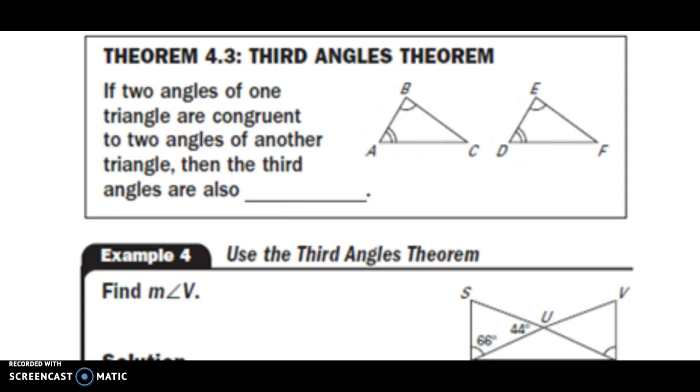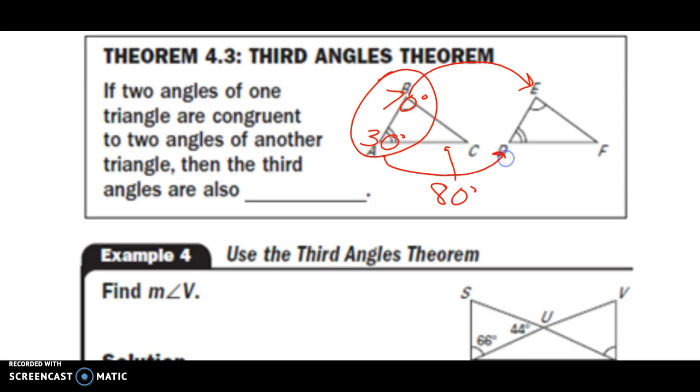So to show this, let's say that this is 30 degrees and this is 70 degrees. What does C have to be? 80, right? Because it has to add up to 180, and 70 plus 30 is 100. Well, if this is 70, what else is 70? E. If this is 30, what else is 30? D. So if you take 180 minus 70 minus 30, what's left again? 80 degrees. Has to be the same because every triangle adds up to 180.